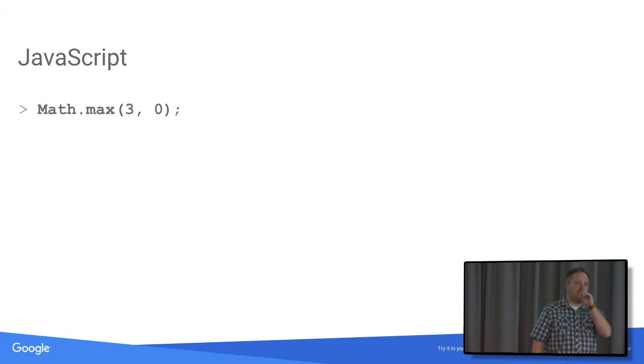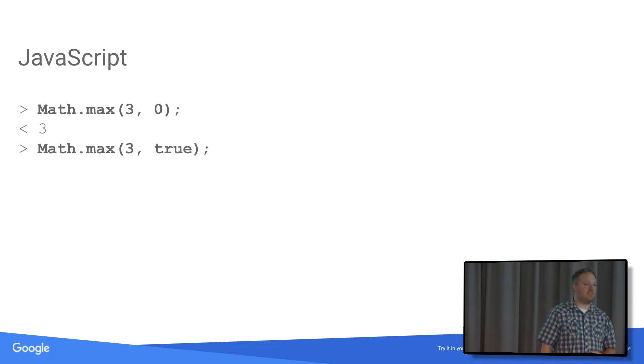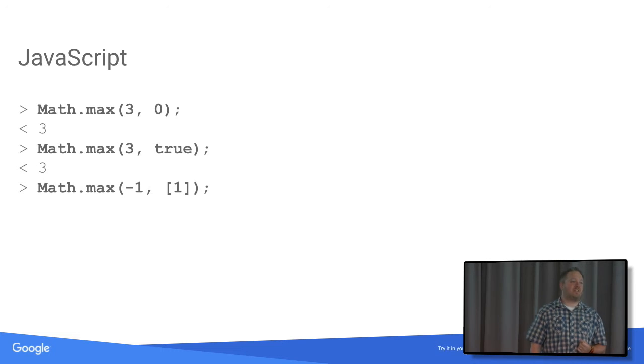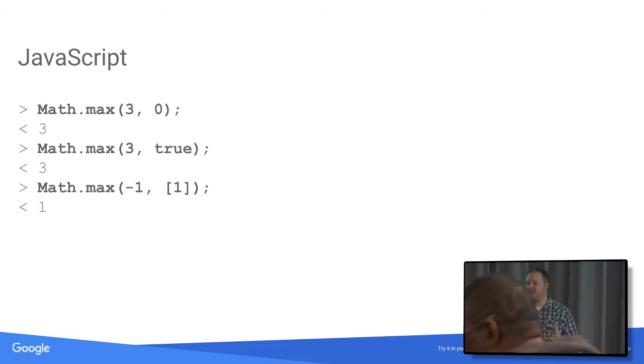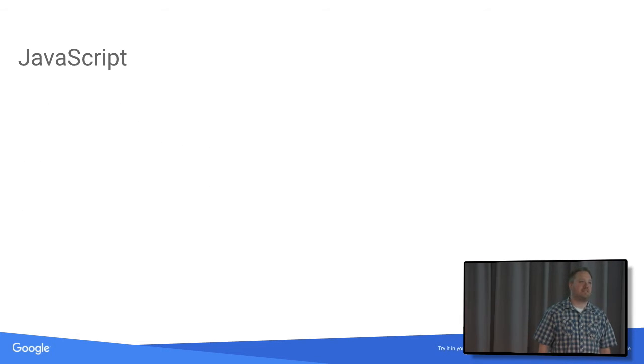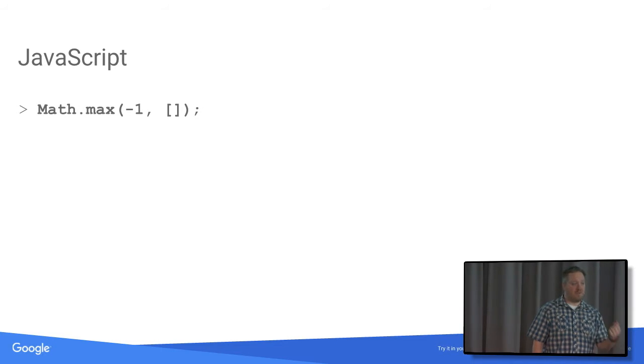JavaScript's fun, so we'll keep going. Which is larger, 3 or 0? Hands up if you think it's 0. The answer is 3. Makes sense. But what's greater, 3 or true? 3 is always greater than the truth. What's larger, -1 or an array of 1? An array of 1, because in JavaScript, the value of an array is the value of the first element. Makes sense. We can keep going all day, of course.